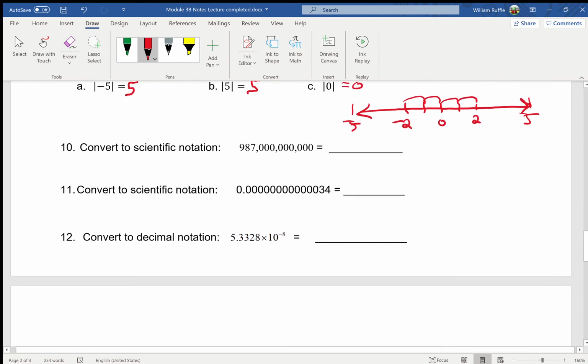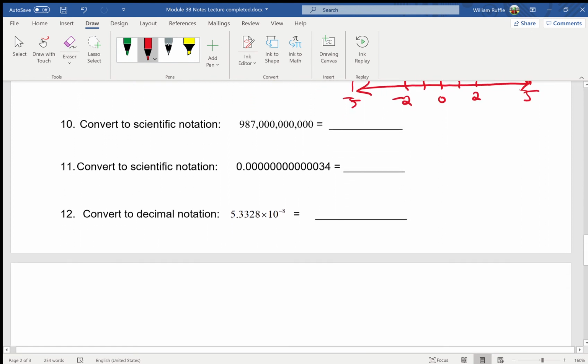Now scientific notation. Some of these numbers, if you type them on your calculator, it will immediately change them to scientific notation on its own. You can experiment with this. Now, if the number is not big enough, the calculator will leave it in numerical form. It won't translate it to scientific notation.